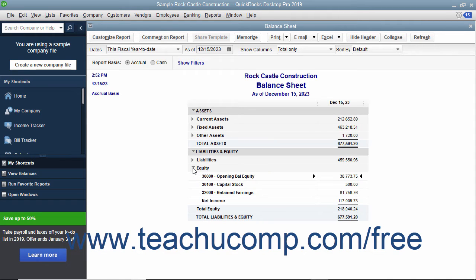A balance sheet shows your company's assets, liabilities, and equity on a particular date. Because equity is the difference between total assets and total liabilities, it's also true that total assets equal the sum of total liabilities and equity.